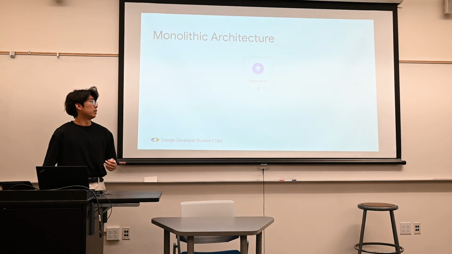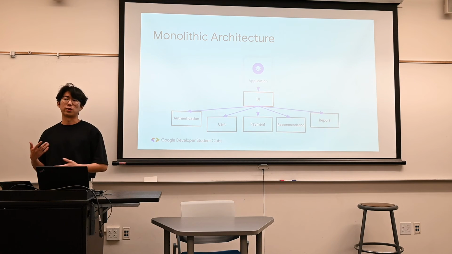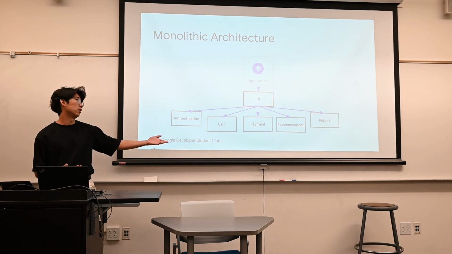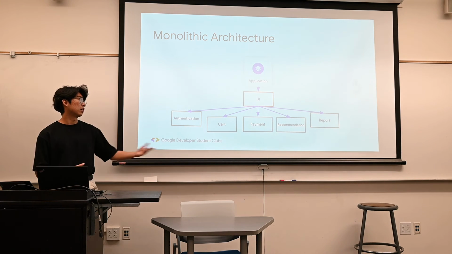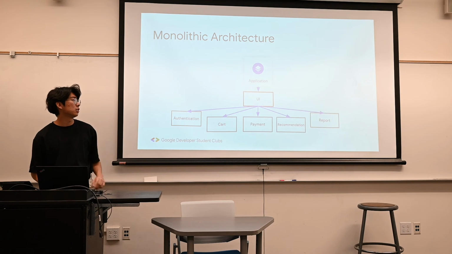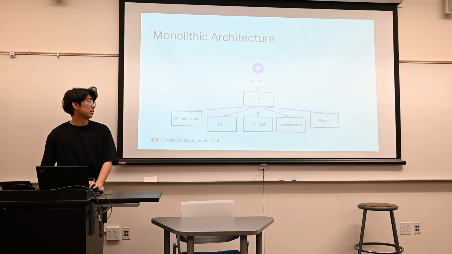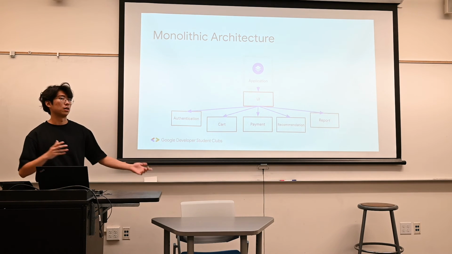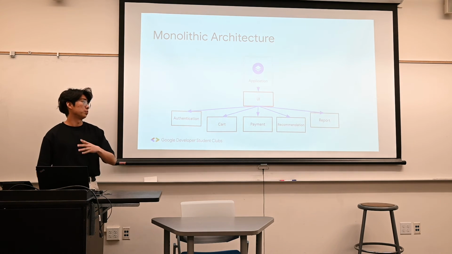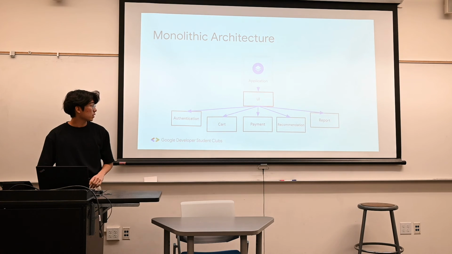Inside the application project, we probably have a UI layer that does all the front end stuff, and then we have the backend layer on the bottom where we probably have an authentication algorithm, a cart feature, payment, recommendations, and reports, and stuff like that. This is how we would usually structure a monolithic architecture. Everything would be in just one application.